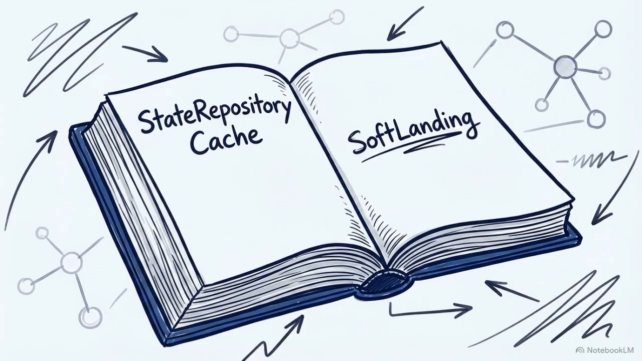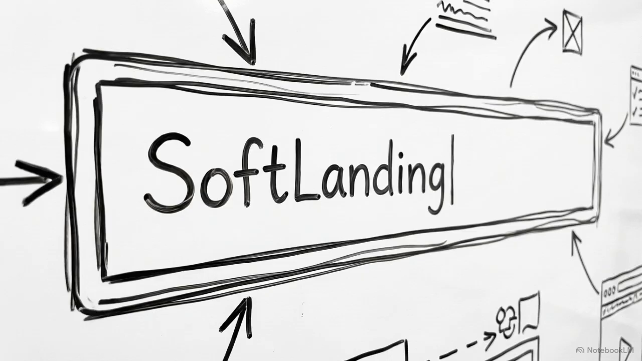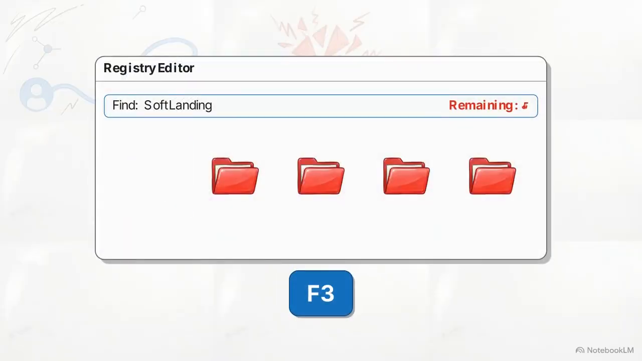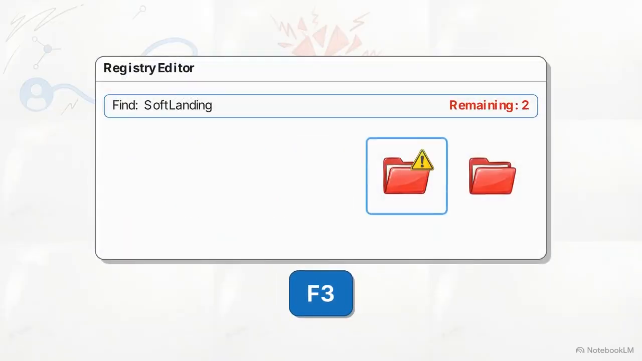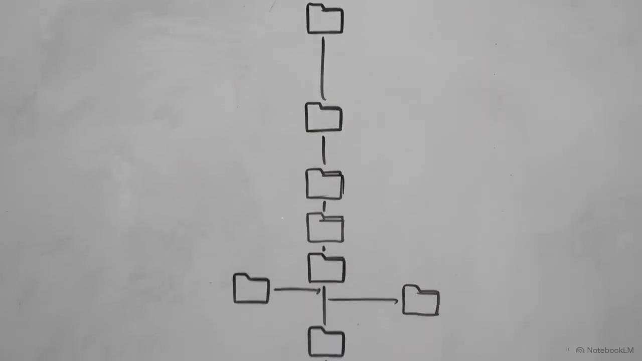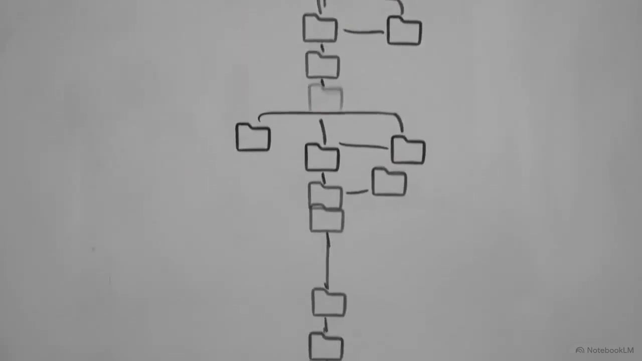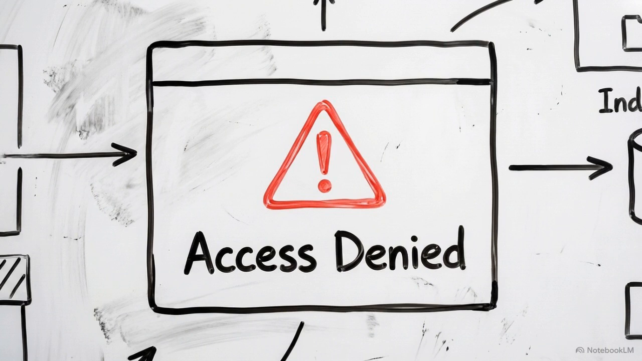The final 2 hiding spots are the state repository cache, which Windows uses as a history book to remember the app, and the policy manager, where the malware writes fake permission rules. Type SoftLanding into your search box. Delete the highlighted entry, press F3 to find the next one, and repeat this process until the search comes up completely empty. Completing this meticulous system purge ensures that absolutely no hidden fragments remain in the registry to rebuild the infection later.